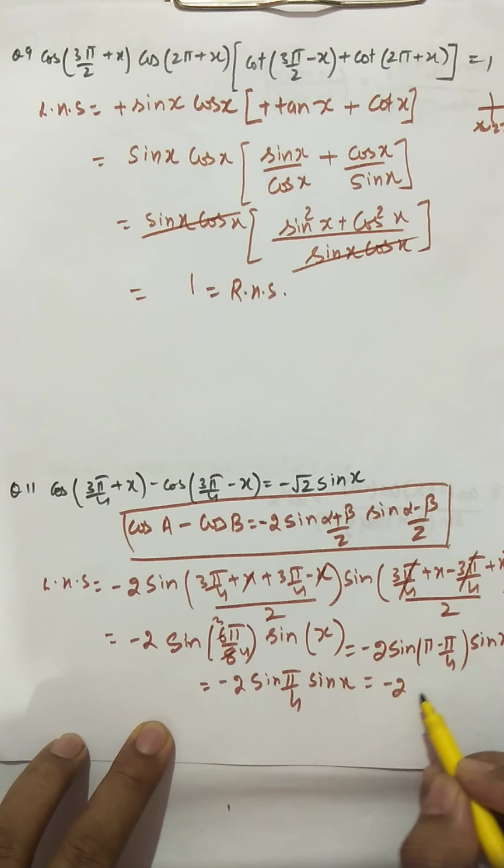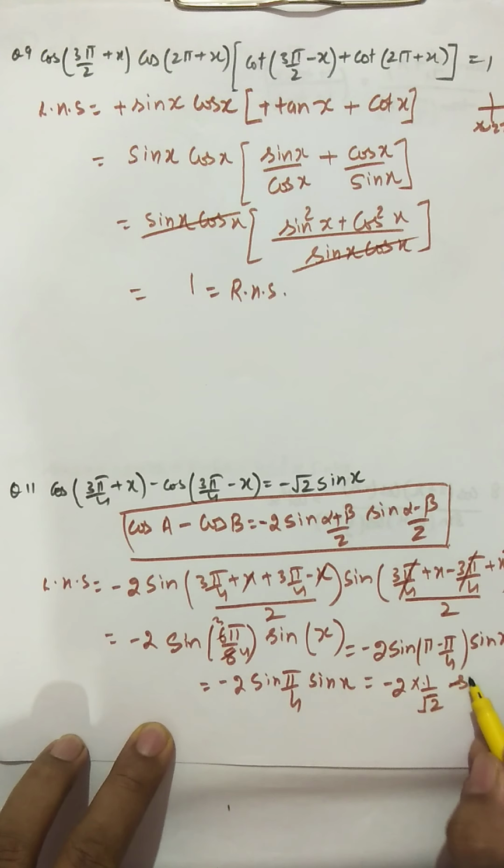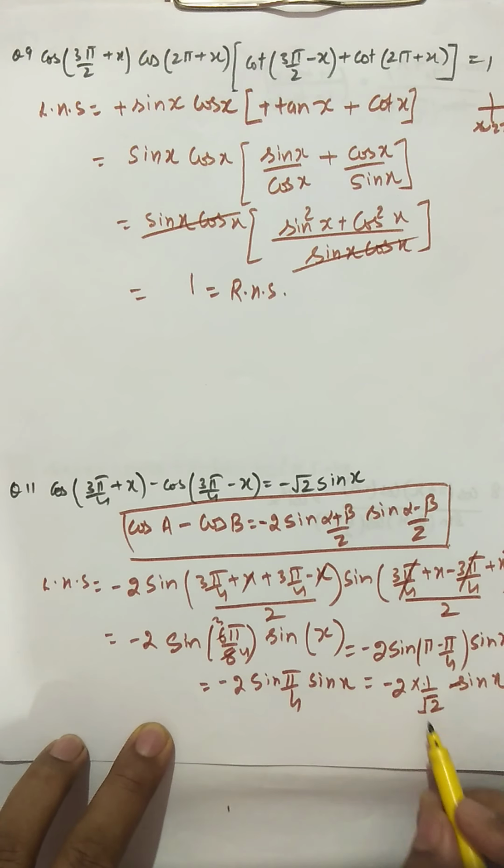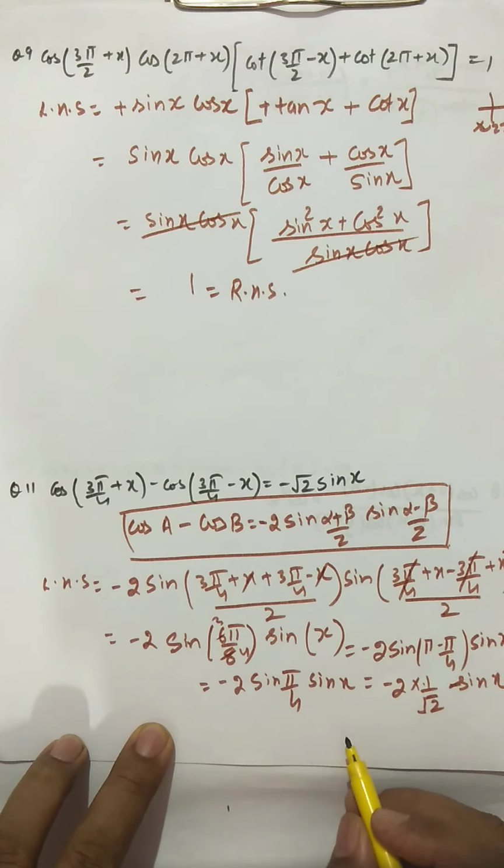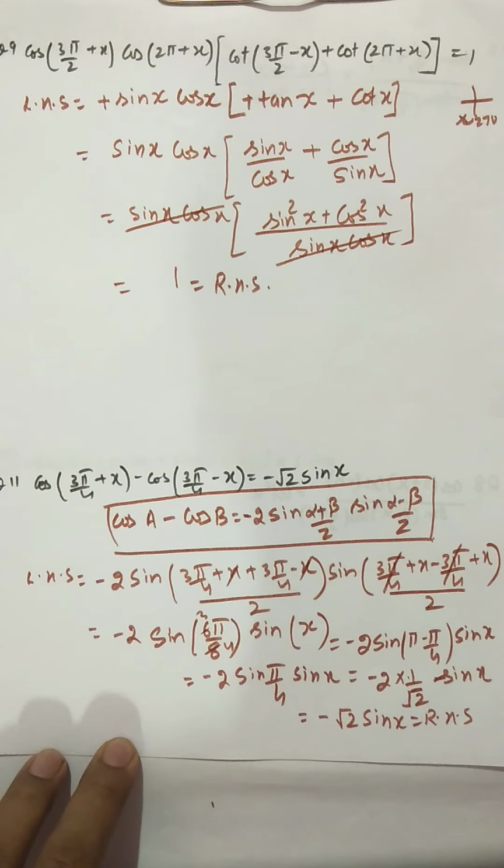And sine pi by 4 is, this is 45, 1 upon root 2, and this is sine x. So you can simplify, you can do the rationalization. So you will get minus root 2 sine x, and that is equal to RHS. So this way we have proved question number 11.